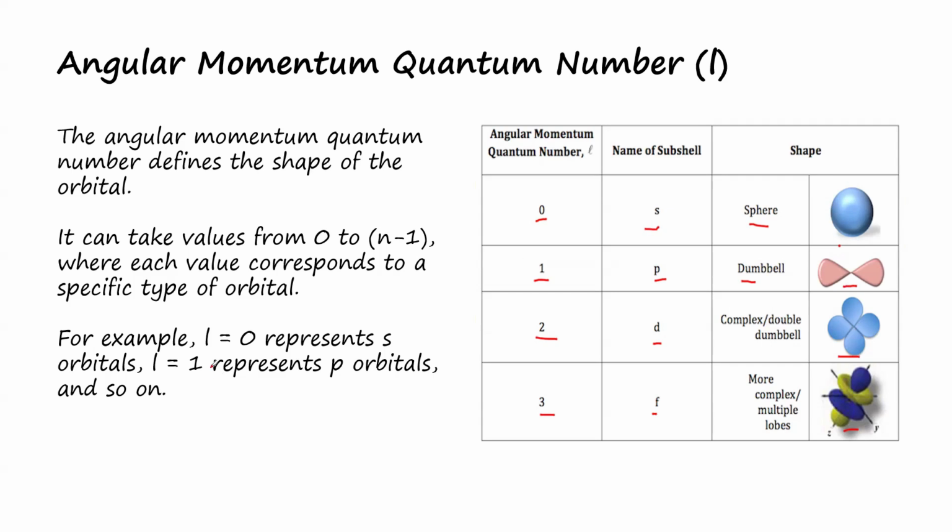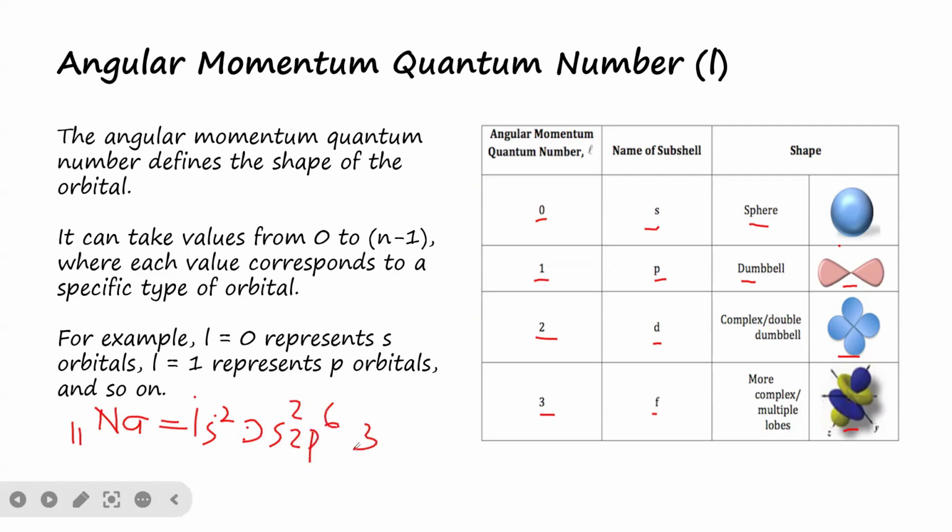Let's take an example, sodium. The atomic number of sodium is 11. To know the electronic configuration of sodium, we have 1s2, 2s2, then 2p6, and then we have 3s1.